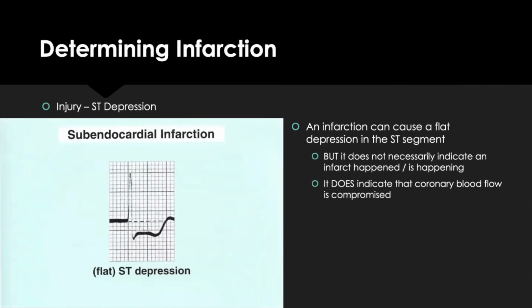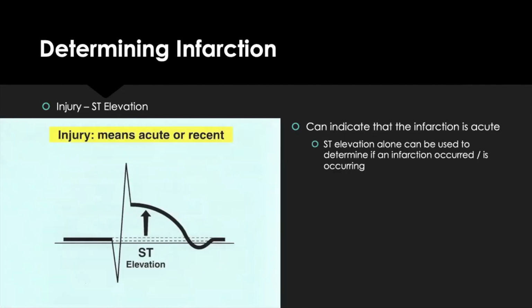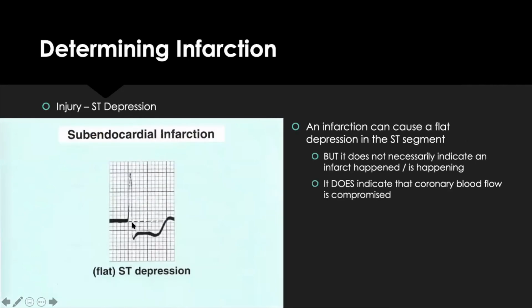While ST depression does not necessarily mean that an infarct is happening or has happened, it does indicate that coronary blood flow is compromised. Now, to determine how to read an ST elevation or an ST depression on an EKG strip, all you need to look at is the underlying rhythm. So this line right here, if your ST segment is higher than your underlying rhythm or lower than your underlying rhythm, there might be ST elevation or ST depression.